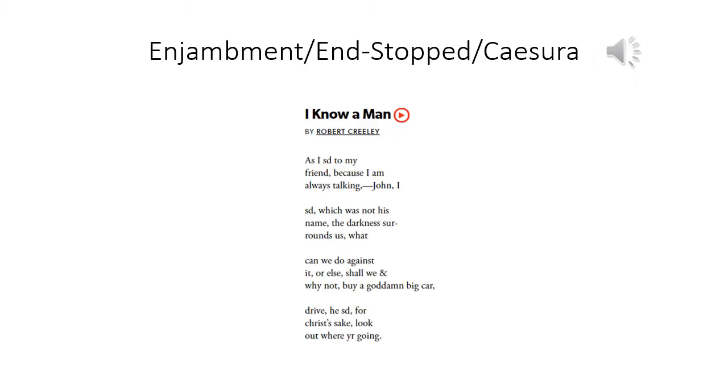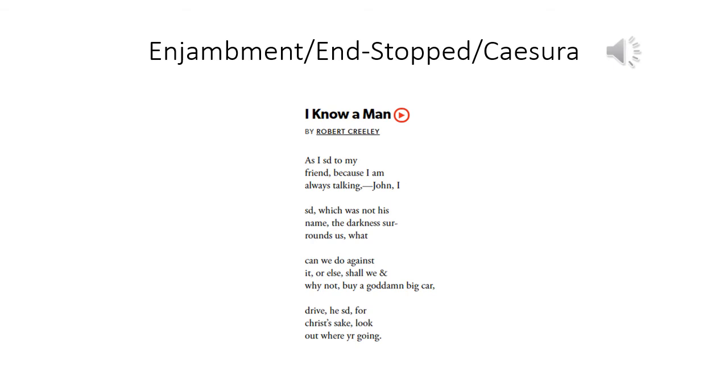Okay, let's look at opportunities here where Robert Creeley is intentionally incorporating enjambment, end stop, and caesura within his content, which is the poem itself, right? So we can see it right away in stanza 1. We see enjambment at the end of the first line. As I said, it's an incomplete sentence, it's an incomplete thought. He's enjambing "my." And then we get "friend because I am," and another enjambment with "I am," incomplete.